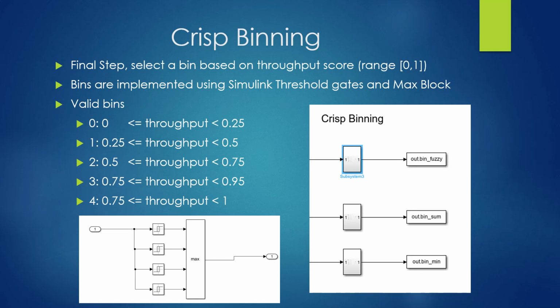So the worst performing bin is anything with a throughput score of less than 0.25. The next bin up is between 0.25 and 0.5, and so on until bin number 4, where the throughput score is anything greater than 0.95 would be the highest, best performing bin. So anything in essentially the top 0.05 in the scale of 0 to 1.